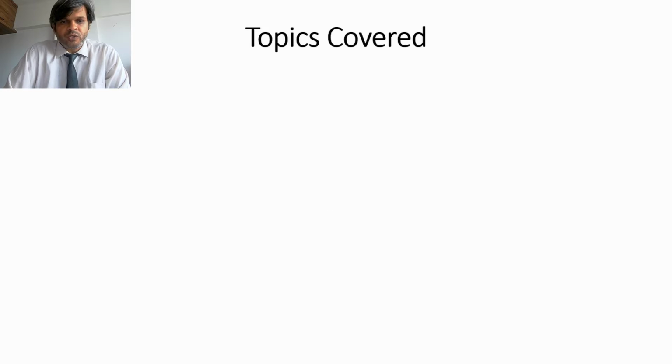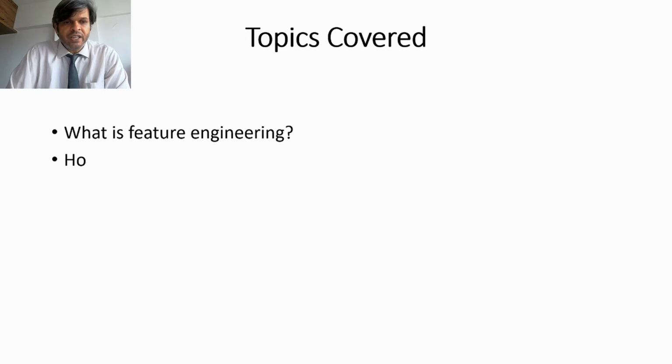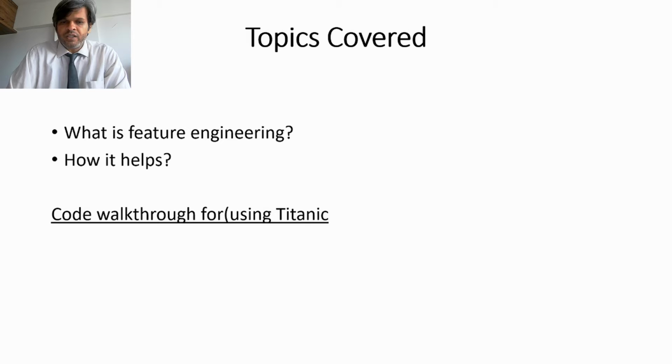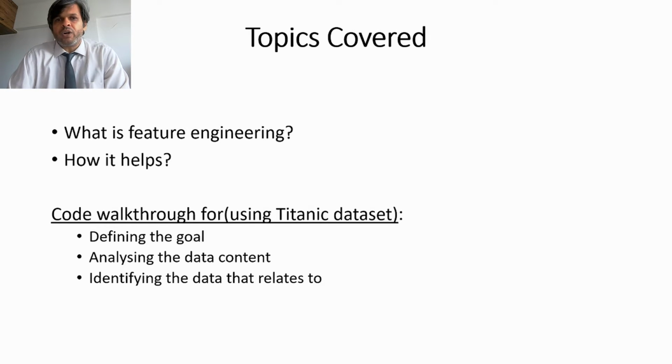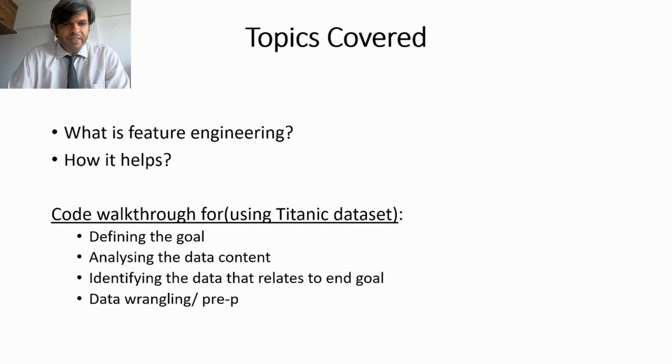So today the topics that we'll be covering are what is feature engineering, how it helps us, and we'll do a code walkthrough using the Titanic dataset. While doing the code walkthrough, we'll define the goal or target of the model creation, analyze the data content, identify the data that relates to the end goal, and then do data wrangling and pre-processing of the Titanic dataset to train the model to meet the end goal. So that is what we'll be covering today.